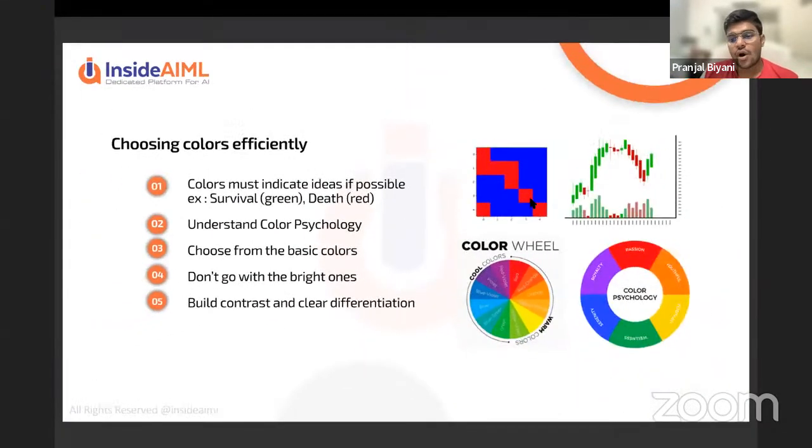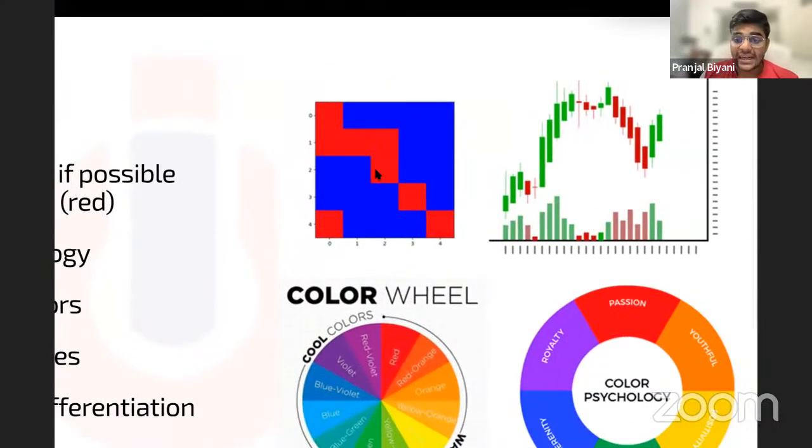Choosing colors efficiently, always understand that bright colors are not a very pleasing sight to view. So whenever you see that a lot of bright colors have come up, don't use them. This is very hurtful to the eyes. Okay. Then colors should actually represent an idea. For example, in the stock market charts, red represents that there was a downfall. Green represents that there was an upward trend. So if higher sales were made, if the price increased, it was green. And if the price decreased, it was red, which you can see with the color.